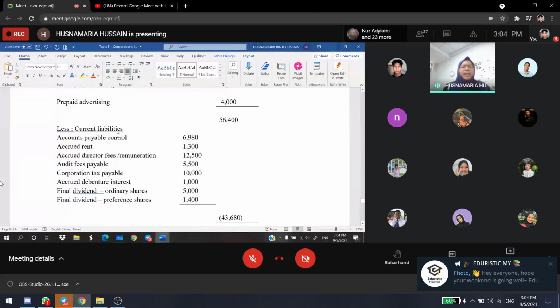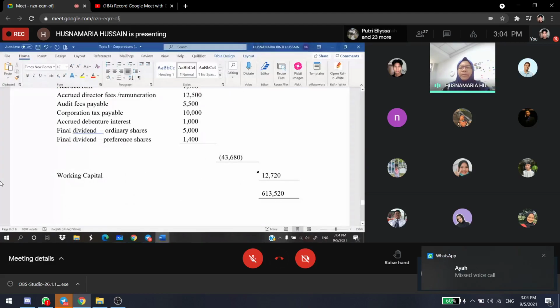Current liability is accounts payable control, fine. Accrued rent. Accrued directors remuneration, we haven't paid them all. Accrued fees also tak bayar semua. Corporation tax pun tak bayar semua lagi. Accrued debenture interest, we are supposed to pay 2,000, remember, in that year, but we paid only 1,000, so accrued amount 1,000. Final ordinary, 5,000. Final preference, only 1,004 because 1,004 already paid during that year.